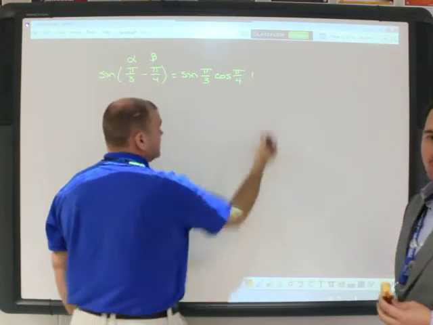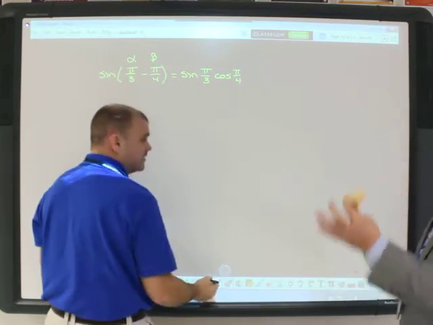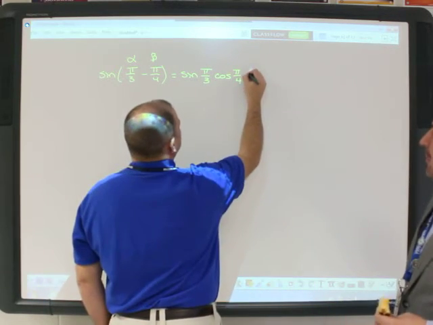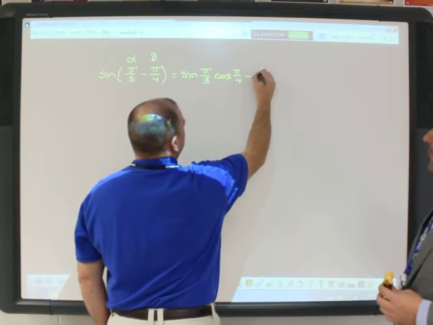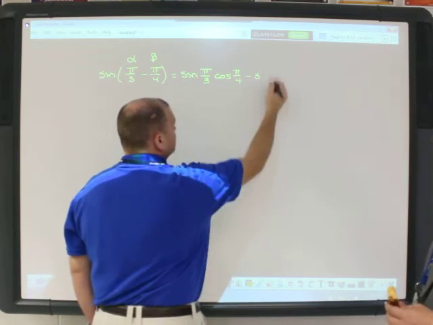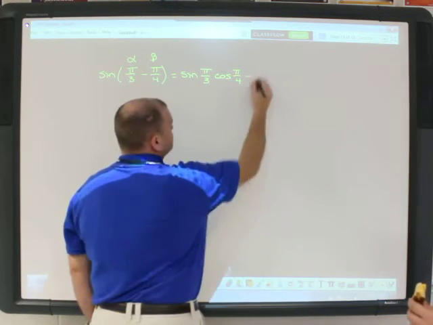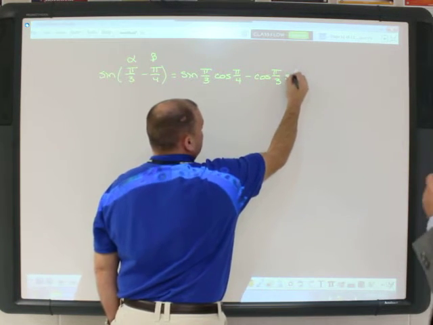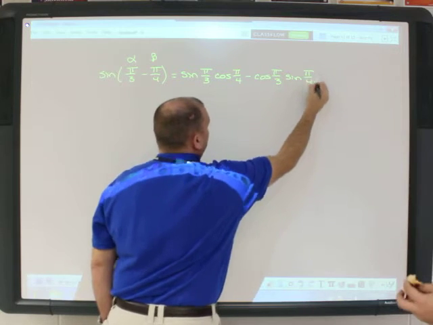Minus. We have to keep the same signs in the sine identity. Signs are the same in the sine. So minus cosine. Why do I keep writing sine there? It's crazy. Minus cosine of pi over 3 times the sine of pi over 4.